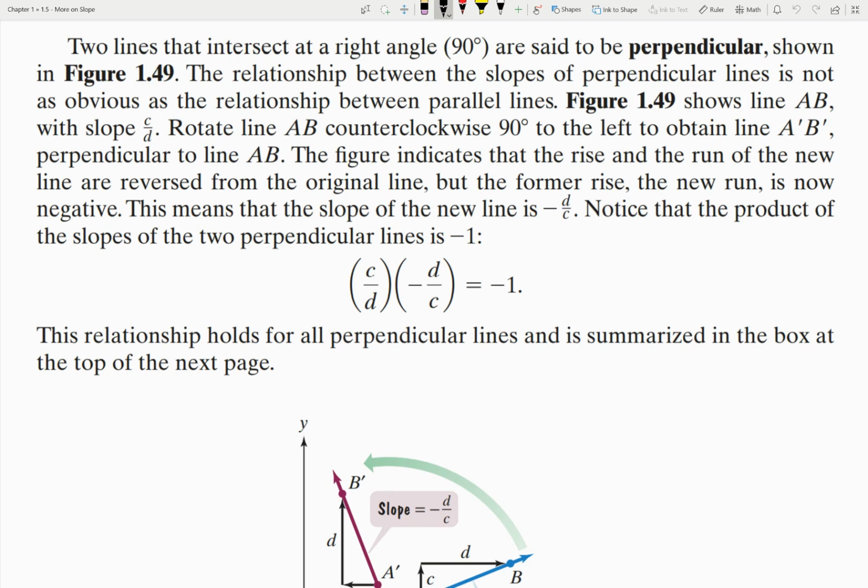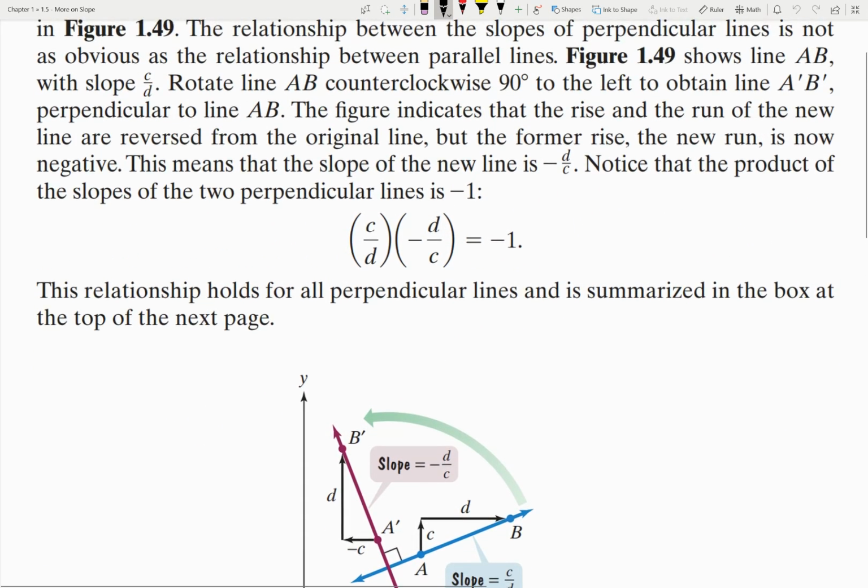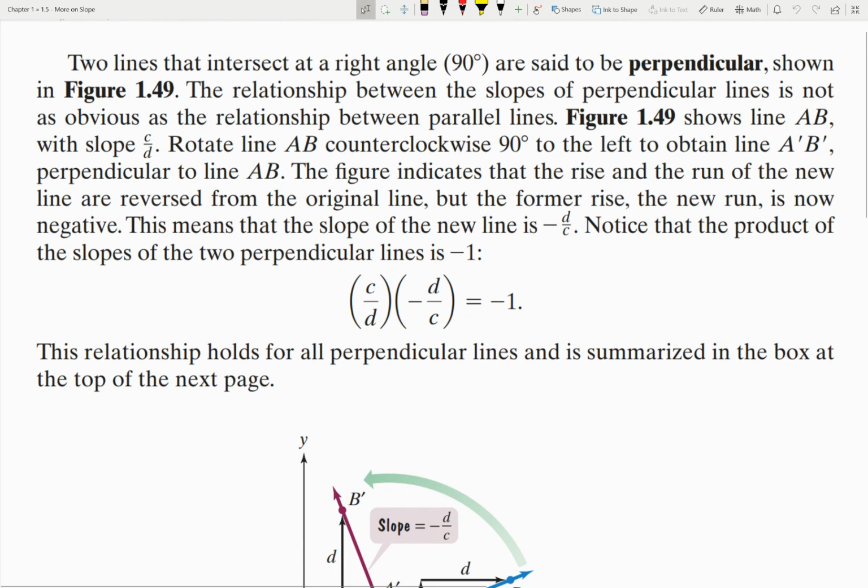Next, two lines that intersect at a right angle are said to be perpendicular, kind of like the two in the picture down there. Okay. With perpendicular lines, the relationship is not quite as obvious as with parallel. Parallel is nice and easy. You take two lines, if they have the same slope, they're parallel.